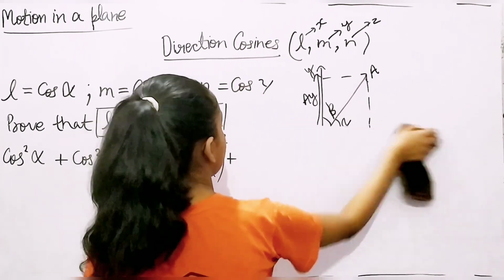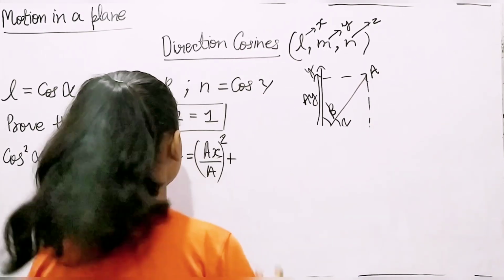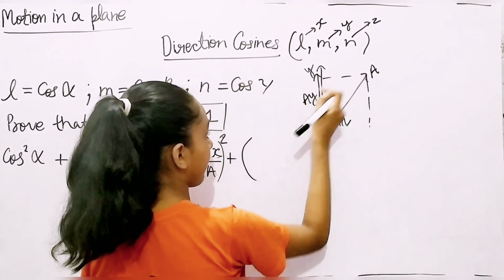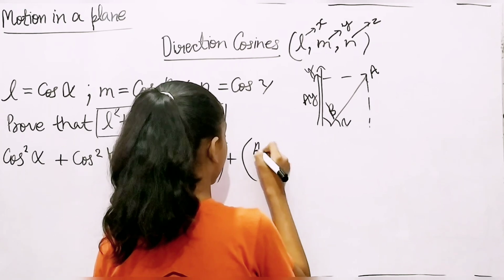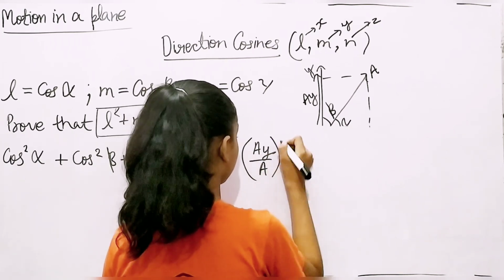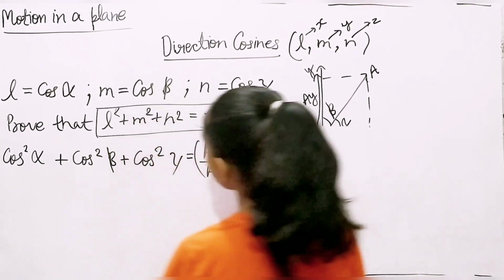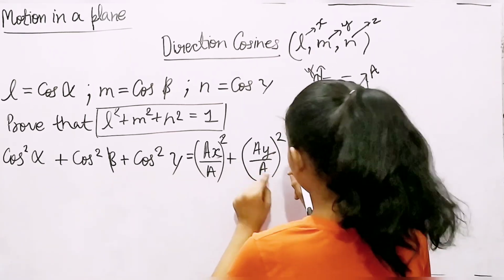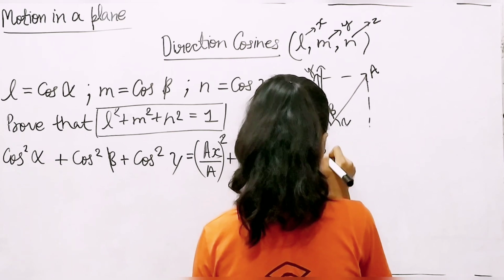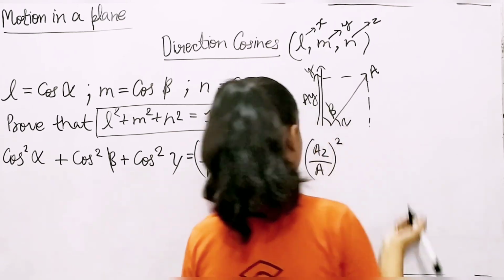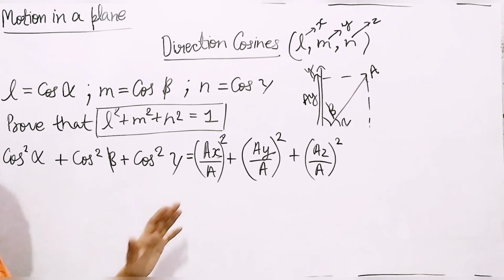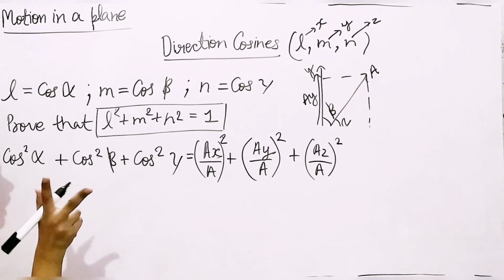So this is it. What is going to be cos square beta? Cos square beta will be AY by A, so AY by A square, plus what? And for cos square gamma, what was it? Remember, it's A in the denominator for all of them. So AZ upon A square. This is going to be our first statement, the first way.